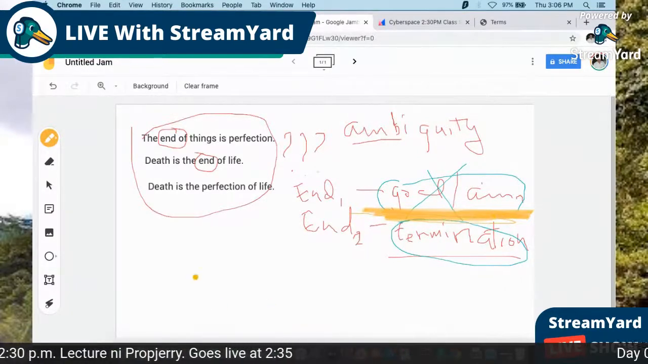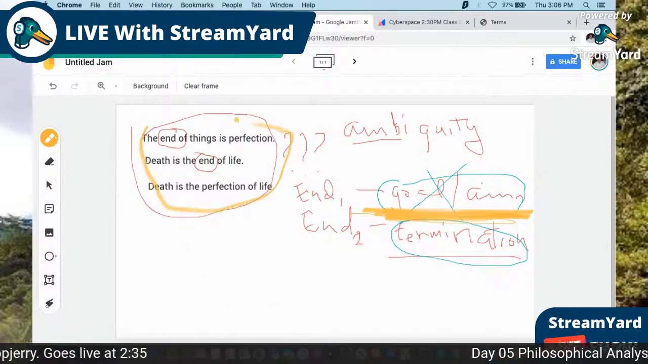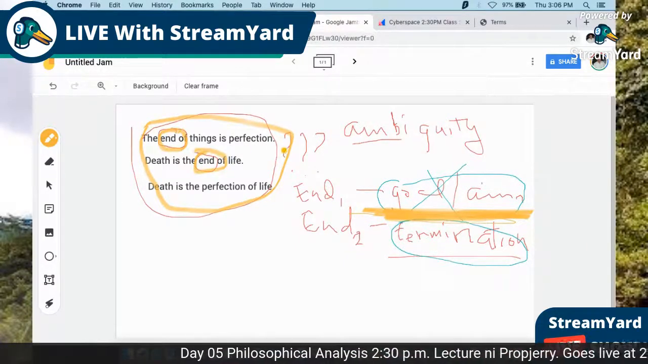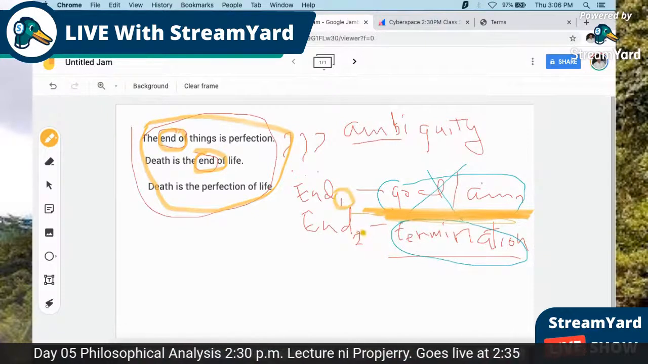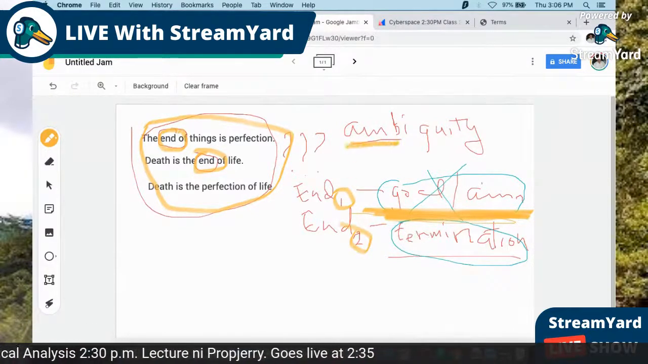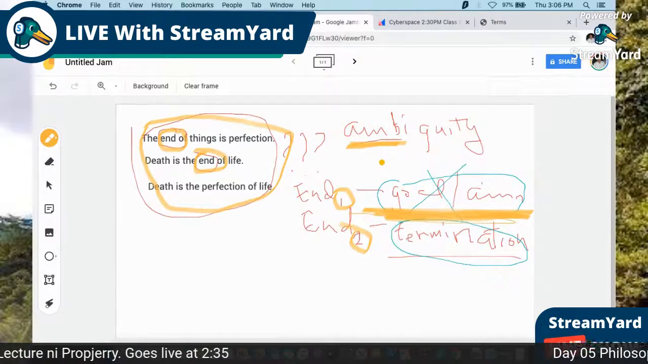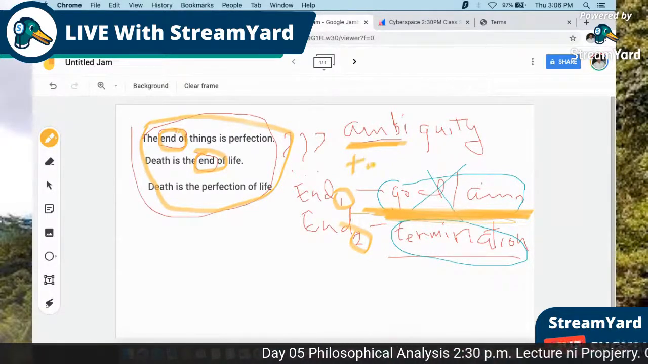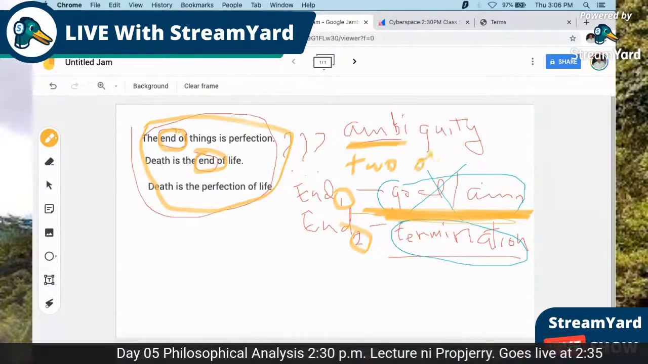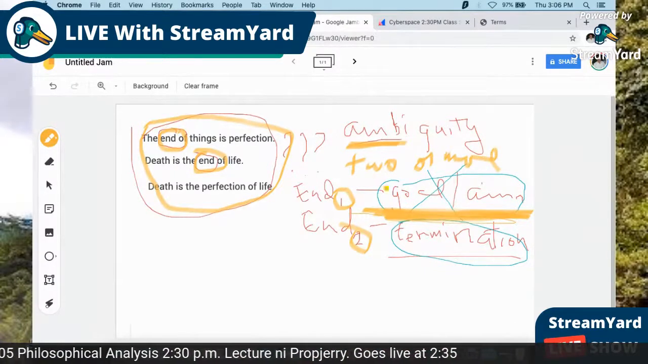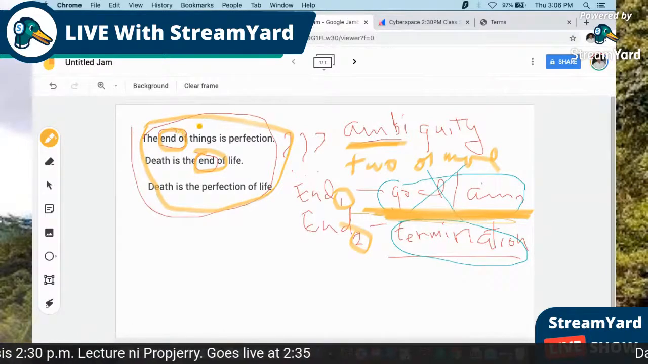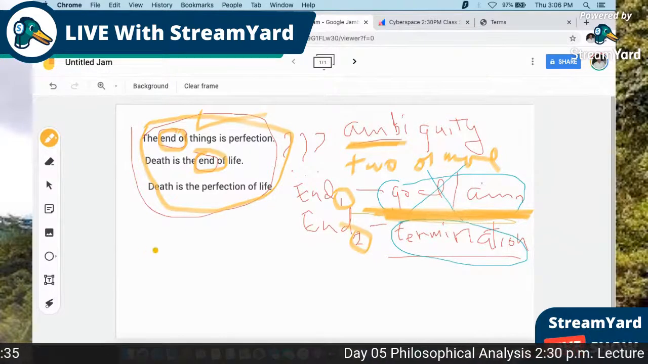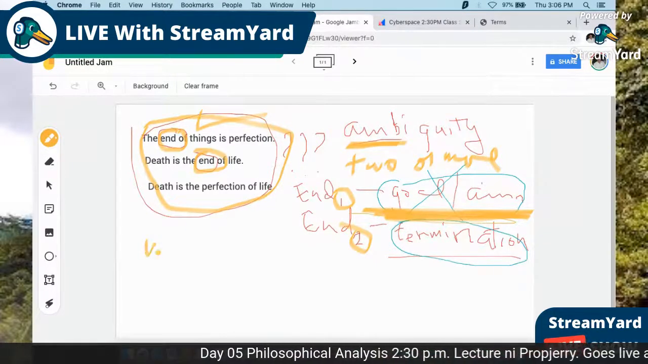All right? Now, in this argument here, we seem to think that "end" can mean the same thing, but in fact, there are two of them. That's why the expression ambi, as in ambivalent, or as in ambidextrous, means two or more. All right? Two or more. So, that's when you have confusion. That's when your term becomes unclear. You get confused. So, there are two ways by which your term can be unclear.